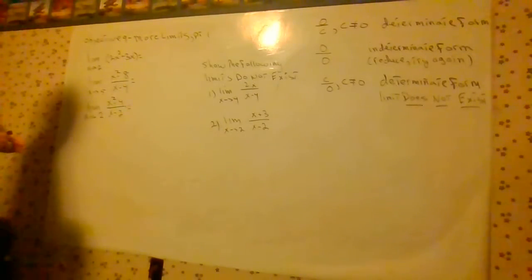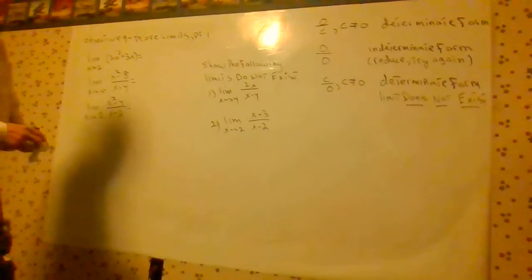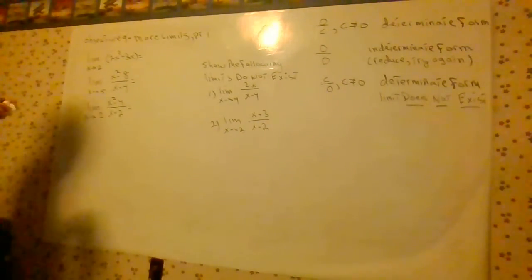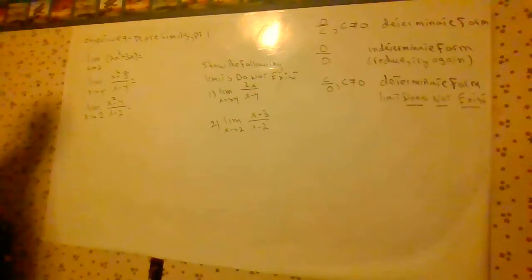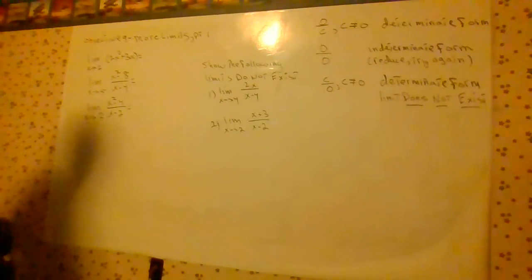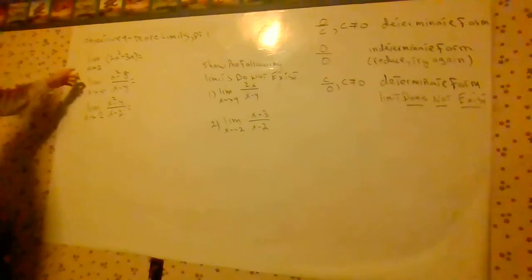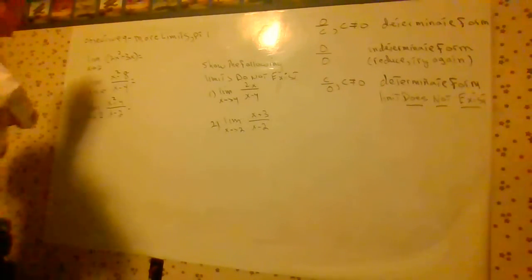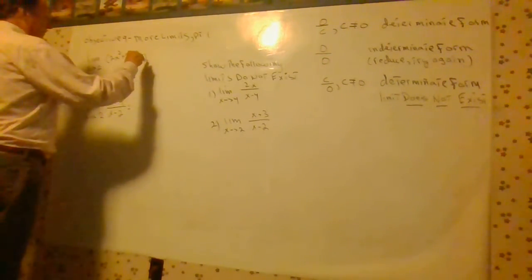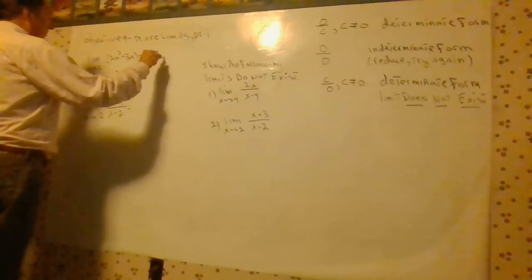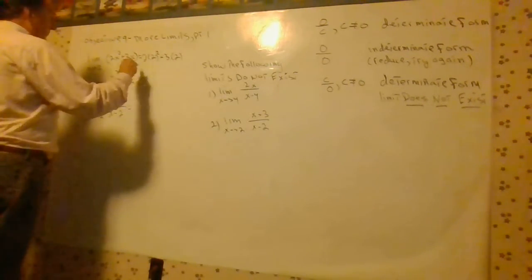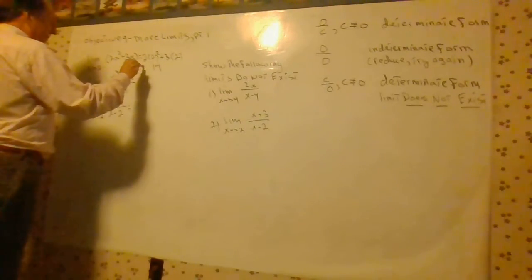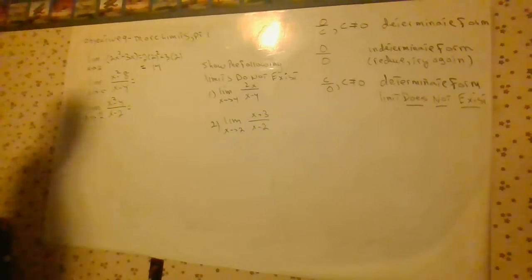Objective 9, more limits, part 1. We'll have a part 2 to this section, but for now we'll go through at least the beginning problems. Just to review, limit as x approaches 2 of x squared plus 3x. First plan of attack for a limit: substitute. 2 times 2 squared plus 3 times 2 is equal to 14. That is the limit. That's the answer.